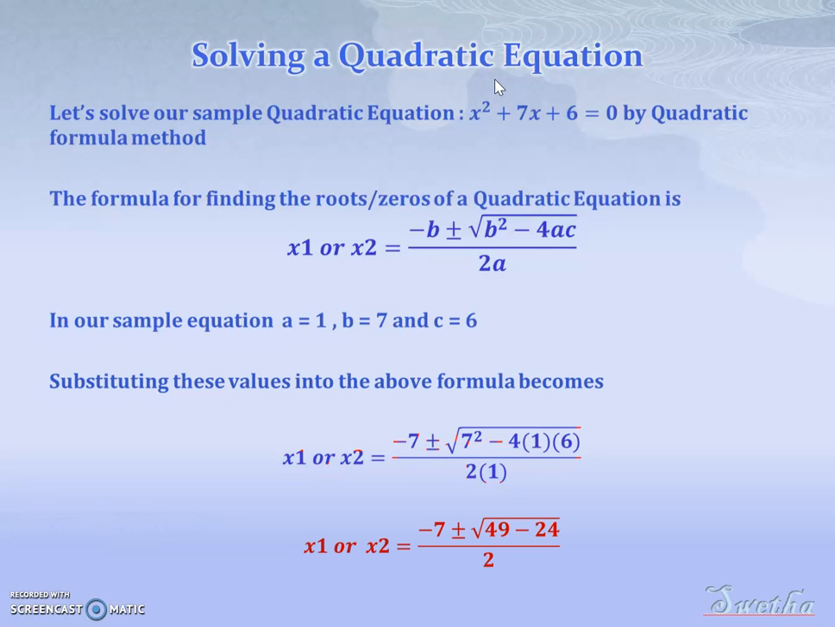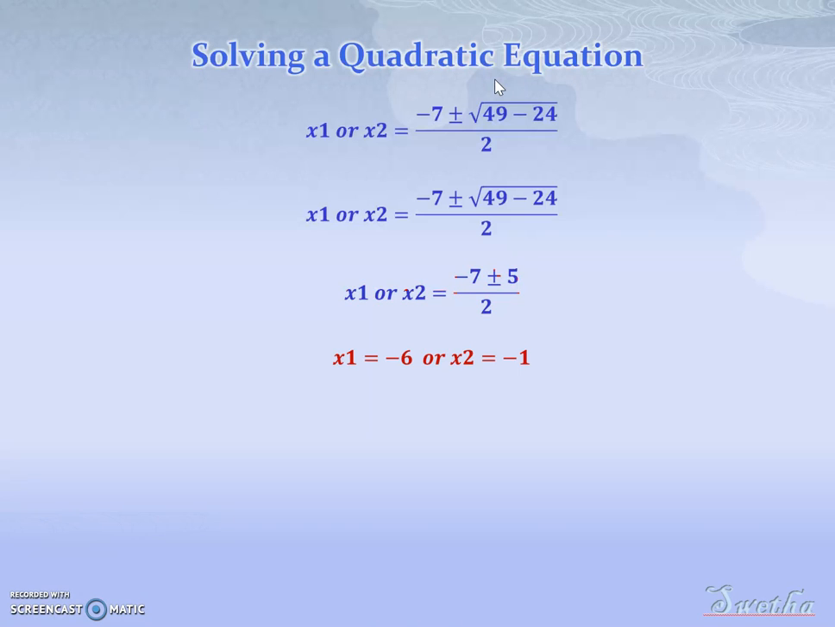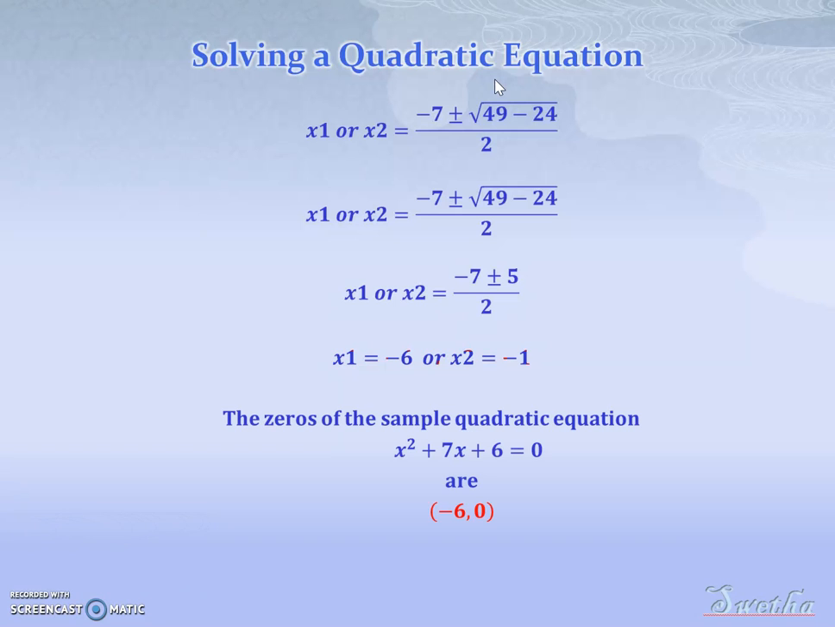When we simplify, we get negative 7 plus or minus root of 49 minus 24, divided by 2. When we simplify this, we get negative 7 plus or minus 5, divided by 2, and we get the two solutions, negative 6 and negative 1. Therefore, the zeros of the sample quadratic equation, x squared plus 7x plus 6 is equal to 0, are negative 6, 0 and negative 1, 0.